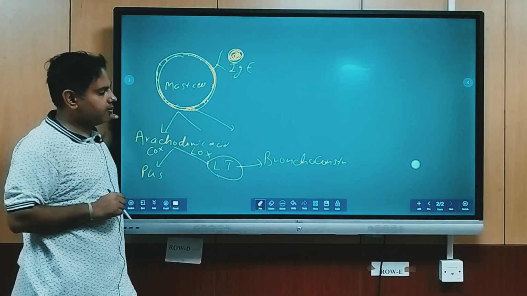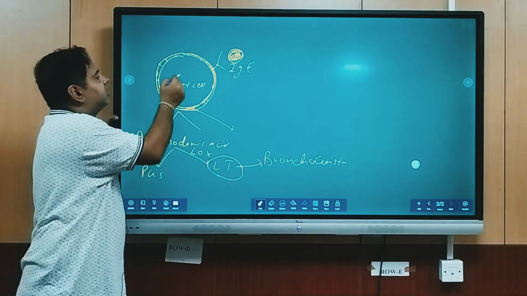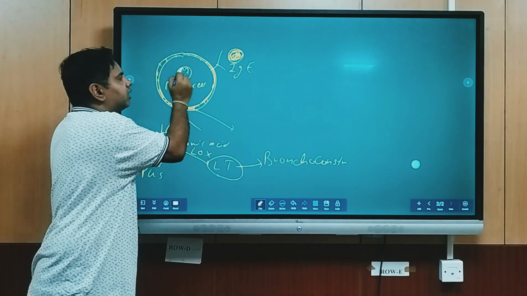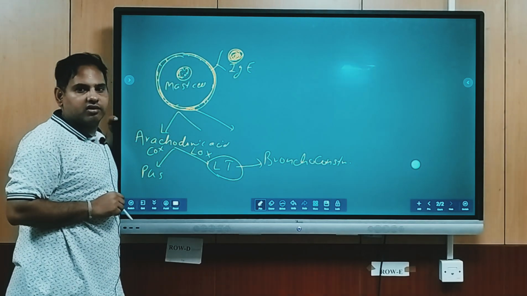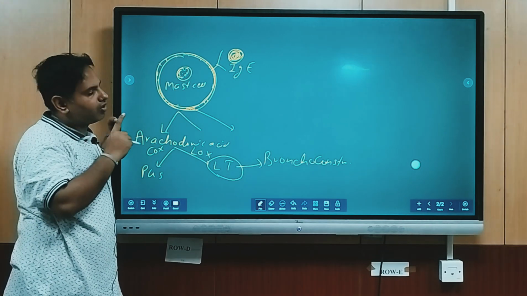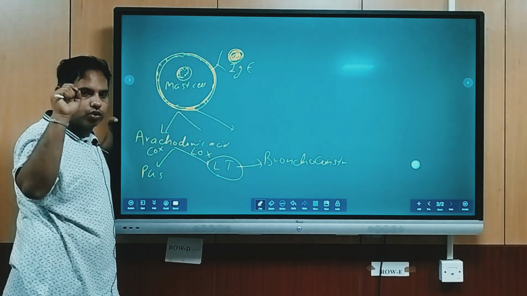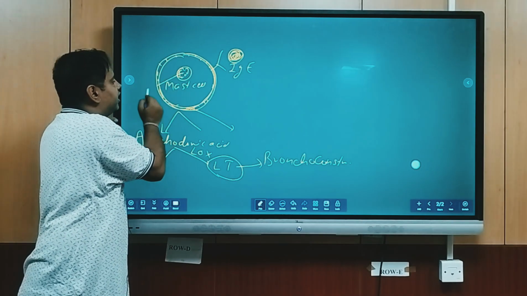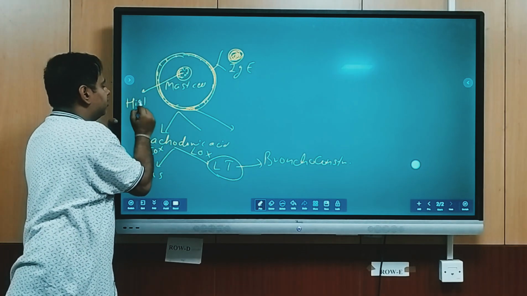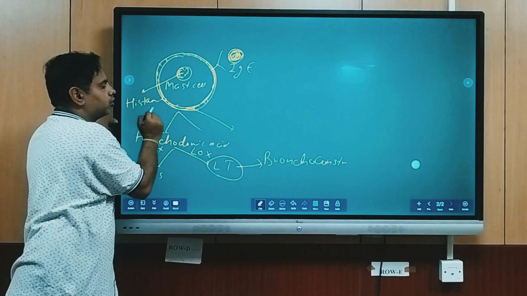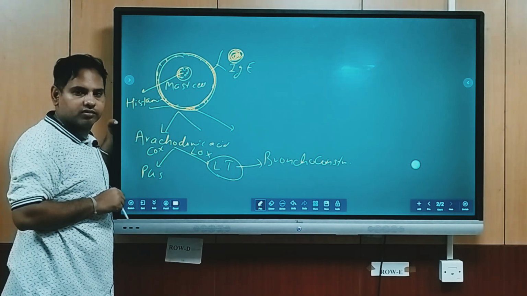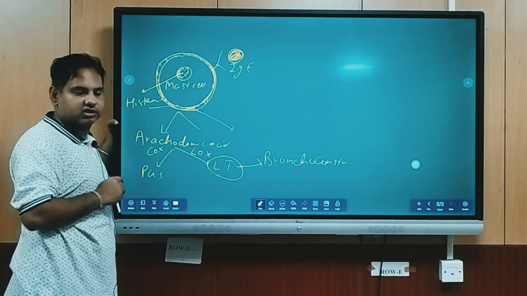Okay. Now second, mast cells have granules which store a specialized chemical. Mast cells also have granules which store chemicals, and that chemical's name is histamine. This histamine is also released, and histamine is also a bronchoconstrictor, so it's also going to cause bronchoconstriction.